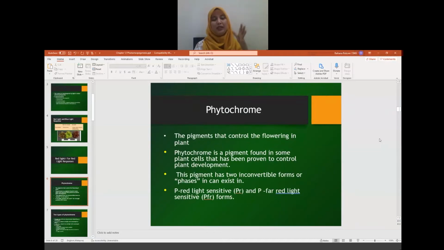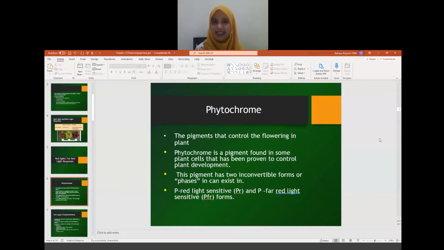So here, for the red light and also far red light, the photoreceptor or the pigments or the chromoproteins important here is the phytochrome. So this phytochrome, they control the flowering in plants. They are found in some plant cells and have been proven to control plant development.